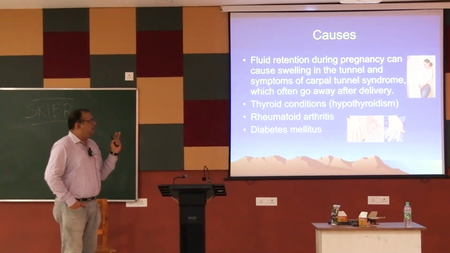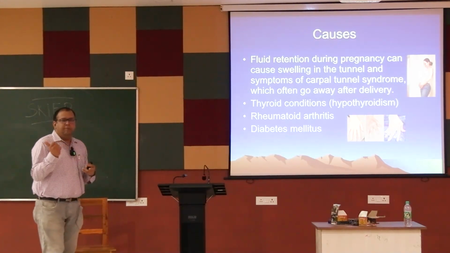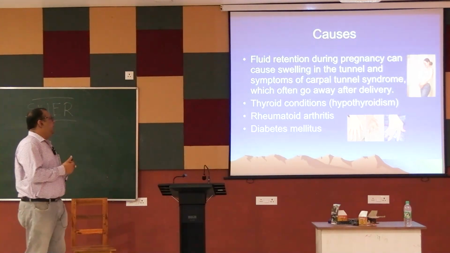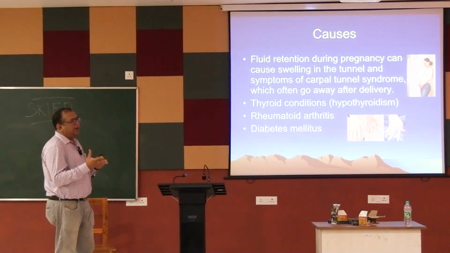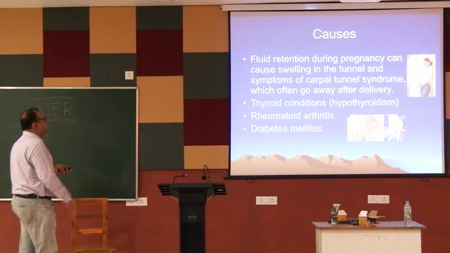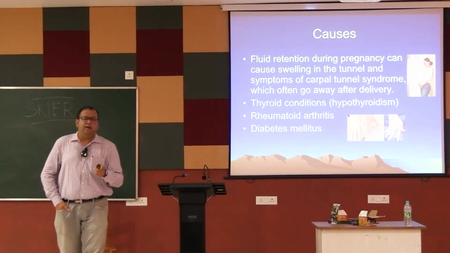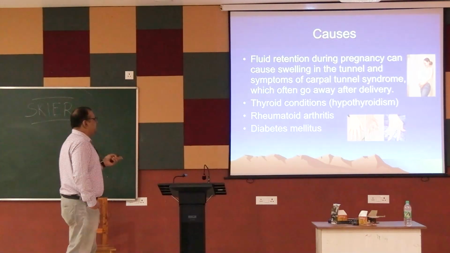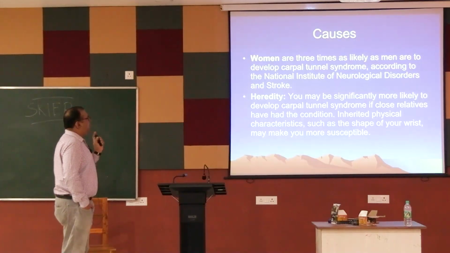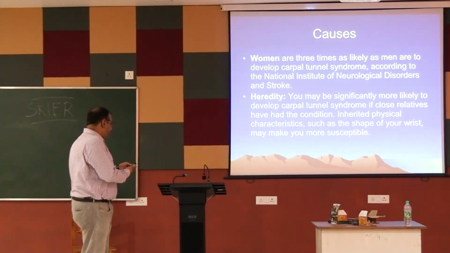After pregnancy, it is a very common symptom. Patient will come saying I have tingling numbness in my hand after pregnancy, after delivery, because there is fluid retention during pregnancy, which causes swelling of that part, and the median nerve gets compressed. Thyroid conditions like hypothyroidism, so you always need to get a thyroid profile done of the patient. Rheumatoid arthritis, diabetes cause it. Women are more likely to get this.